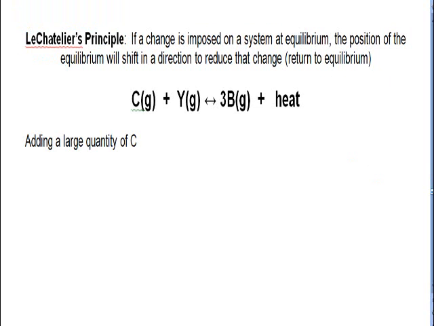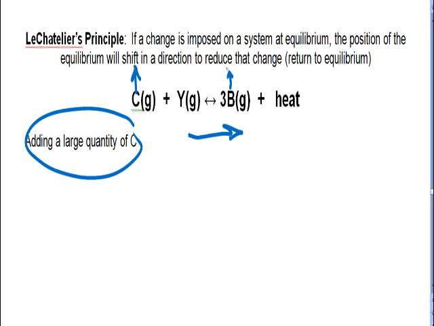For example, here's our reaction. We're going to add a large quantity of C. What this does is the concentration of C goes up. The reaction is now no longer at equilibrium because there's excess C present. The reaction wants to get rid of the excess C. It can do that by shifting to the right or driving the reaction in the right direction or forward direction.